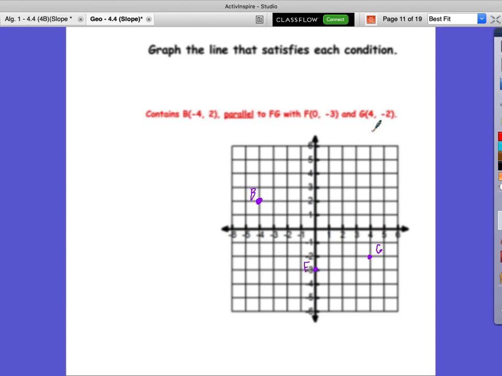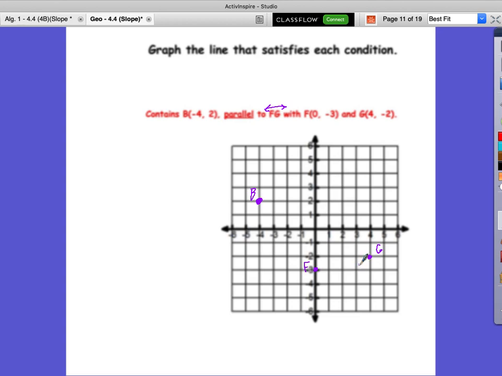On the middle right of the page, we're trying to graph a line that satisfies the condition. It goes to this point, and it's parallel to this line. Well, it's parallel, we need to know the slope. But B's not a line. The line has to go through B and be parallel to this. So we know it goes through B.